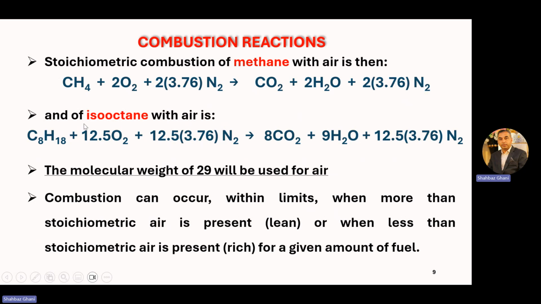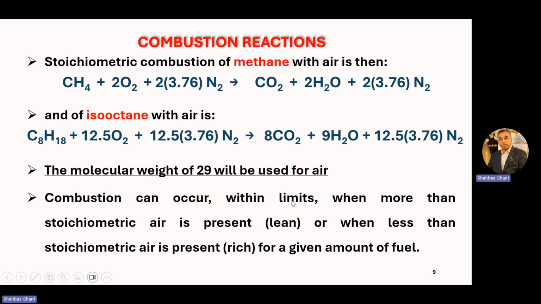For isooctane fuel combustion with air, we have C8H18 plus 12.5 O2, so we have 12.5 into 3.76 of air nitrogen. The products will be 8 moles of carbon dioxide, 9 moles of water vapor, and 12.5 into 3.76 of nitrogen. The molecular weight of 29 will be used for the air. So we will use 29, the molecular weight of the air, in our calculations.